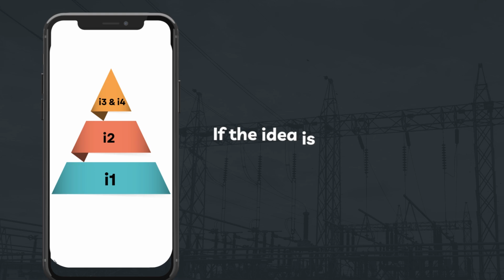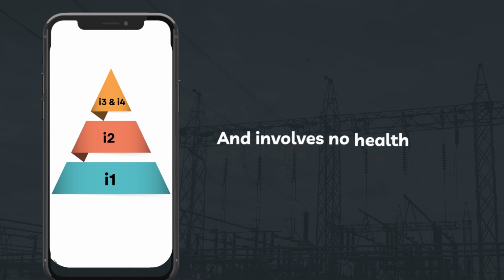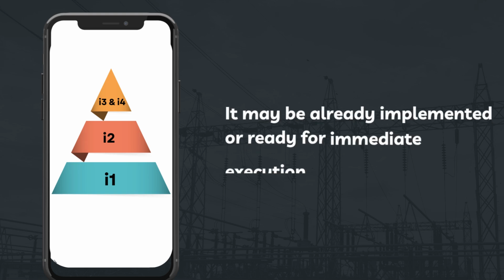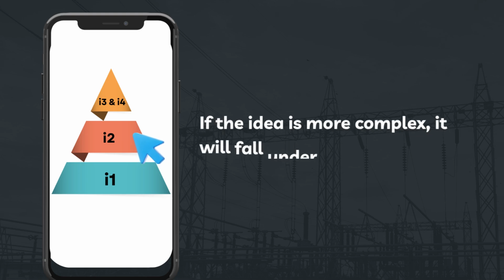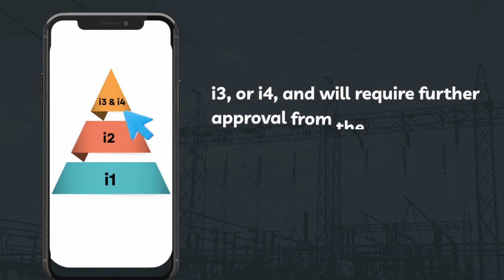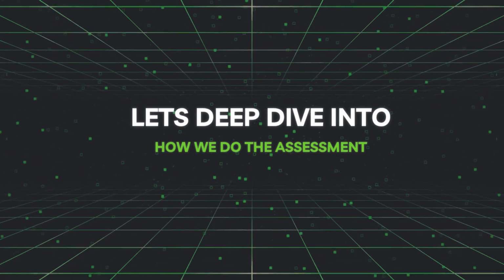If the idea is simple, requires no budget or resources, and involves no health or safety risks, it can be categorized as an I1, just do it idea. It may be already implemented or ready for immediate execution. If the idea is more complex, it will fall under categories I2, I3, or I4, and will require further approval from the TC and SC. Let's deep dive into how we do the assessment.